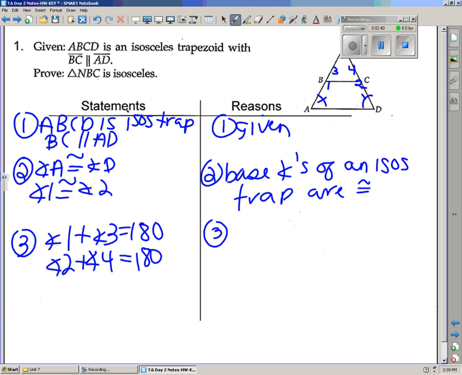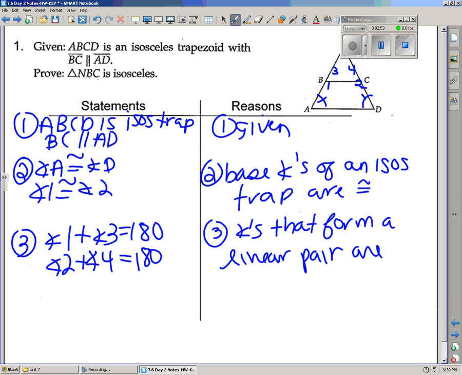And then you can say angles that form a linear pair are supplementary. And then we can talk about how angles supplementary to congruent angles are congruent.